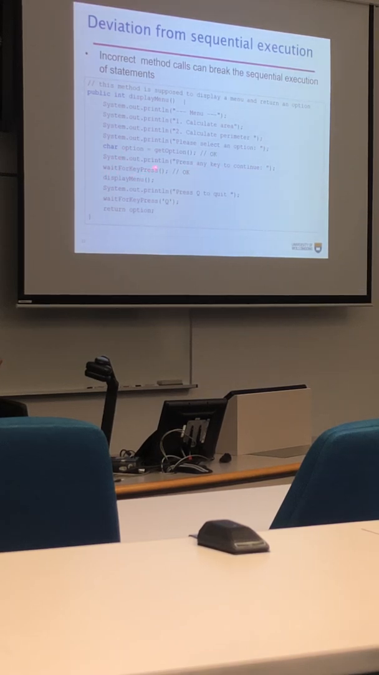So you wait for the key press. If everything is okay, you display the menu. And System.out.println press Q to quit, wait for the key press, and you return the option. So sometimes the flow is incorrect in the method code.